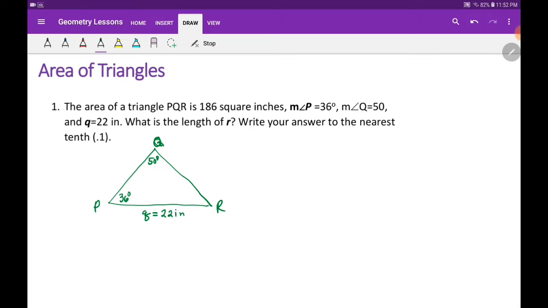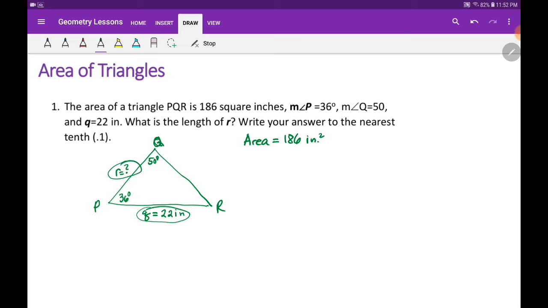Now, what is the length of r? r is what we don't know. So now, what else do we know? We know that the area is equal to 186 square inches. Let's look at our figure here. It seems to me that we have the area. We are given one of the sides, that is side q, and we're looking for the other side, which is side r. Now, side q and side r include the given angle, which is 36 degrees.